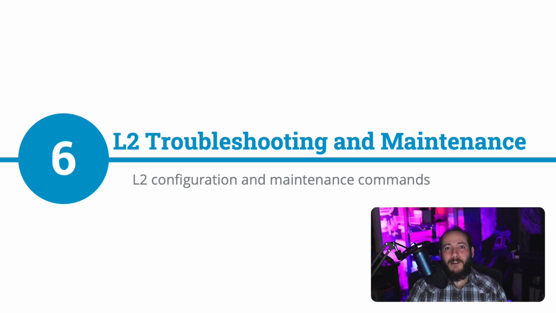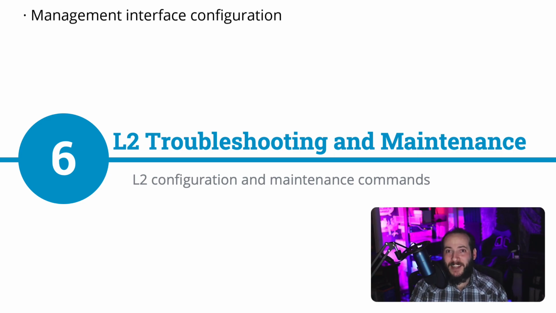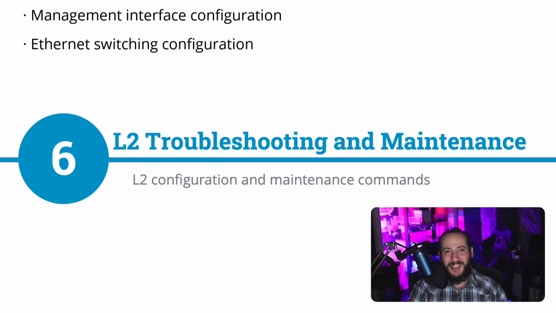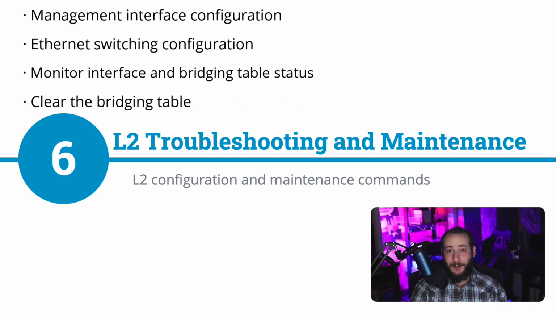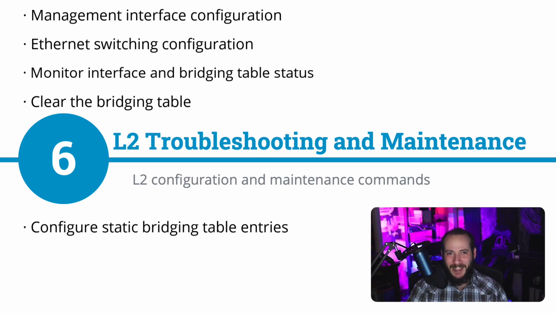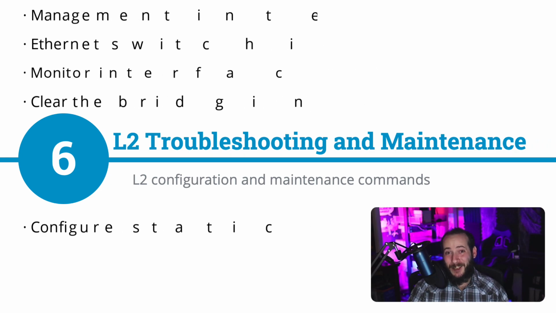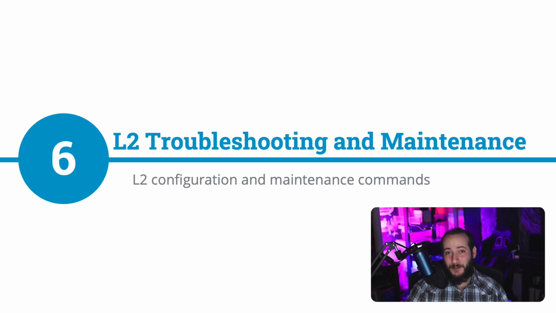Here, we'll cover how to configure the management interface on an EX switch, how to enable Ethernet switching on a Junos interface, collect interface status information and bridging table information, clear the bridging table when troubleshooting, and defining static entries if needed. Let's jump in and take a look at the out-of-band management interfaces on an EX switch.